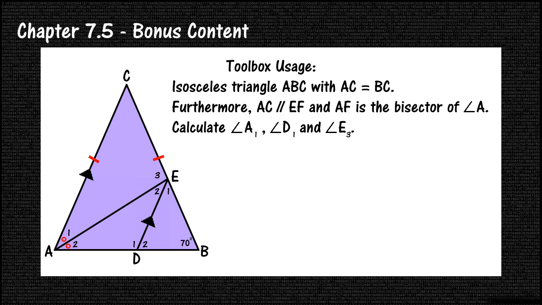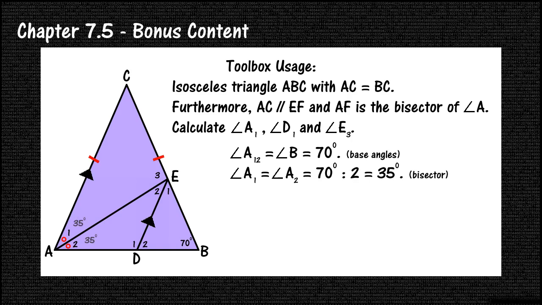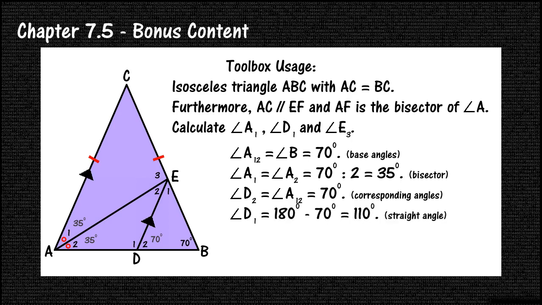First, angle A1, which is 35 degrees. And how did I do that? Well, first I noticed that angles A12 and B are the base angles of the isosceles triangle and thus the same. And because A1 and A2 are equal thanks to the bisector, both of them are 35 degrees. I then used a corresponding angle pair to figure out the angle of size D2, which is then 70 degrees. As D12 is a straight angle, D1 is 180 minus 70, which is 110 degrees.